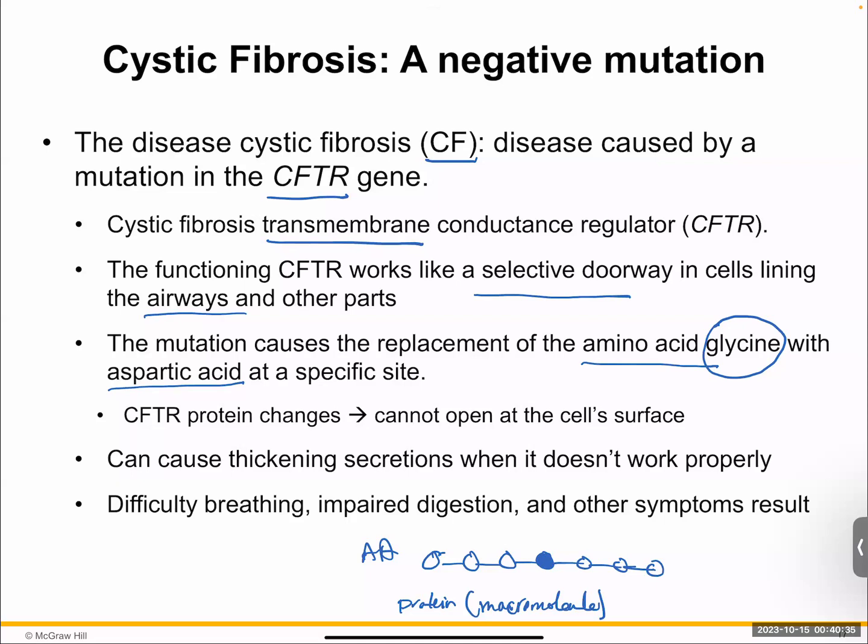So when this protein changes, it doesn't allow the exchange, basically your door gets shut down. The selective doorway we mentioned up there gets closed off. That leads to thickening of the secretions produced in the respiratory system. It's going to affect the breathing because it creates this very thick mucus that lines the respiratory path. It can affect the digestive system because the same type of cells are involved in the process of digestion, and you have other symptoms as well.